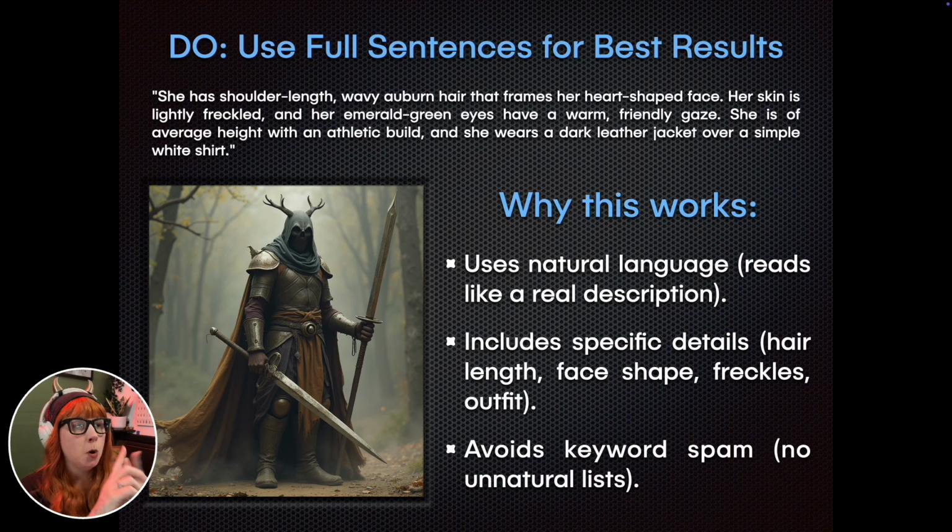But shoulder-length, wavy, auburn hair is one sentence. You don't need to do, she has shoulder-length hair. Her hair is auburn. Her hair is wavy. One sentence, cram them in there. That's just what you need. So why this works: it uses natural language, reads like a real description, and includes specific details: hair length, face shape, freckles, outfit, if needed. It avoids keyword spam, no unnatural lists.